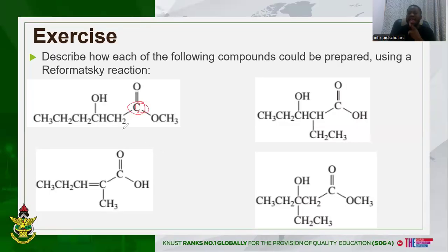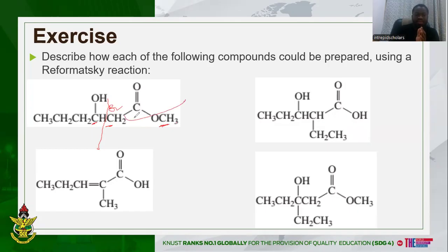Now I have to identify my alpha carbon. This is my alpha carbon. When you identify your alpha carbon, you don't have to worry yourself about the carbonyl carbon again. Then identify your beta carbon. This is my beta carbon. Then I'll cleave between the alpha and the beta carbon. To the alpha part, I'll add a Br. Make sure it's an ester, it's already an ester.